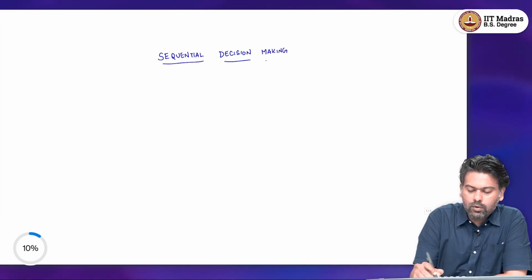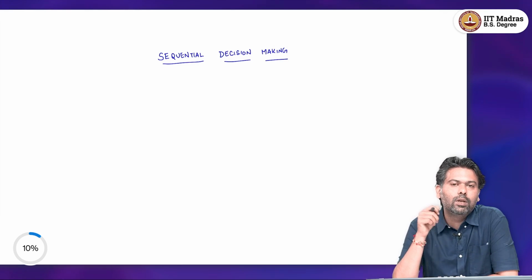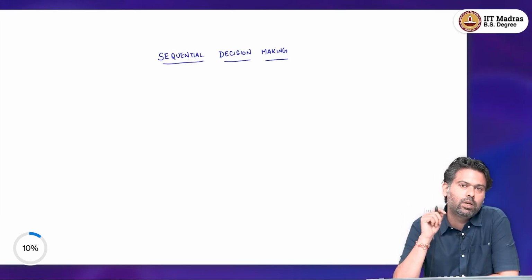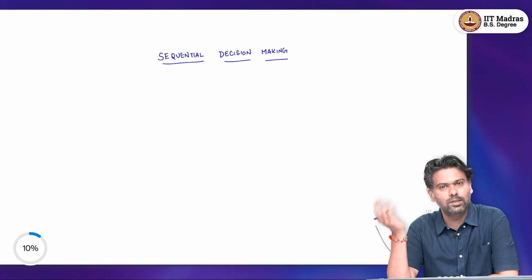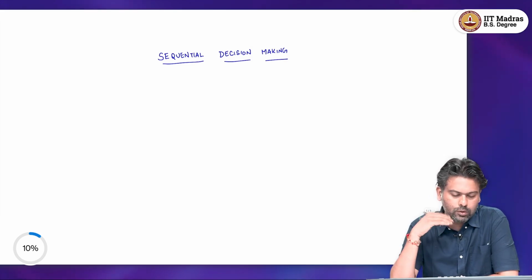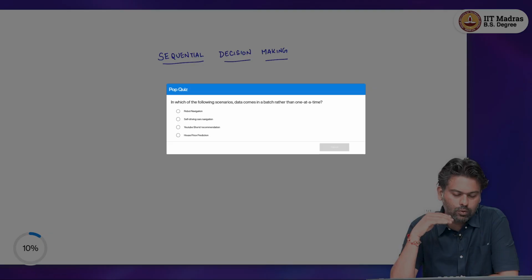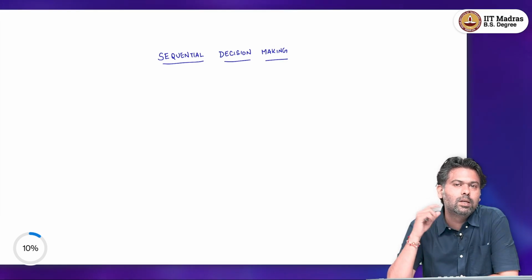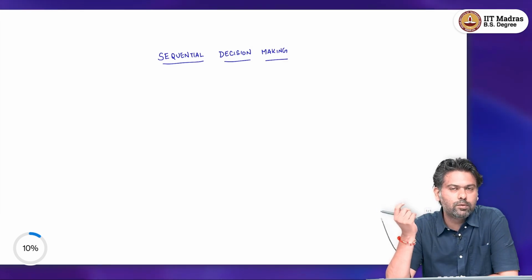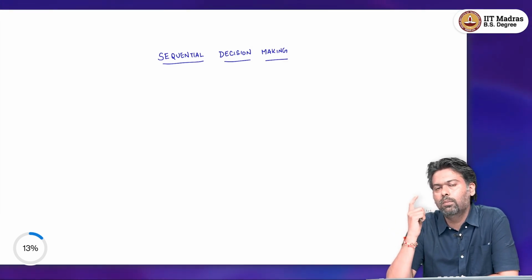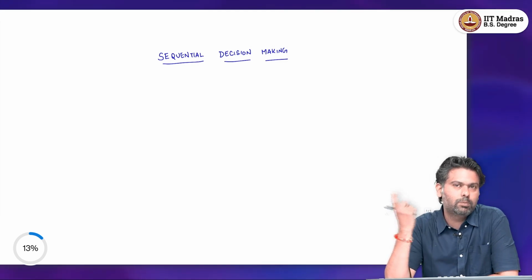The word sequential means that you are not given data in a batch, whereas you are given data one at a time in a sequence, and what you have to do is make decisions in a sequence. So what we are going to study in this module is different types of sequential decision making problems. I will give you some examples, and then we will look at one problem and try to solve that in a special case.